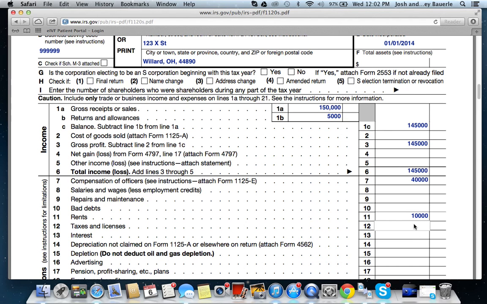Line 12, any taxes or licenses. So this would have your payroll taxes. So since you're paying yourself a salary, you do have payroll taxes. It could also be any property taxes you might have, sales taxes if you're selling actual products, and then licenses. So for example, as a CPA, I have license fees to keep my CPA license. So that would go in line 12. So let's say you had $1,000 for the year there.